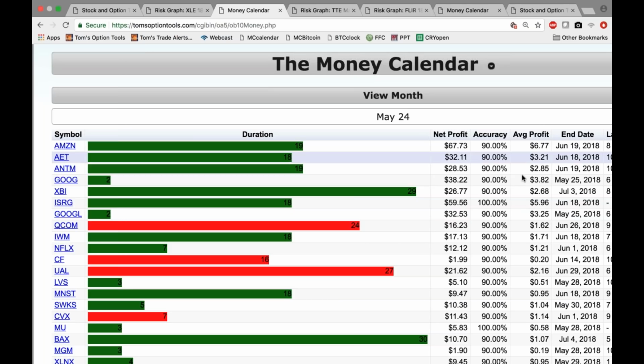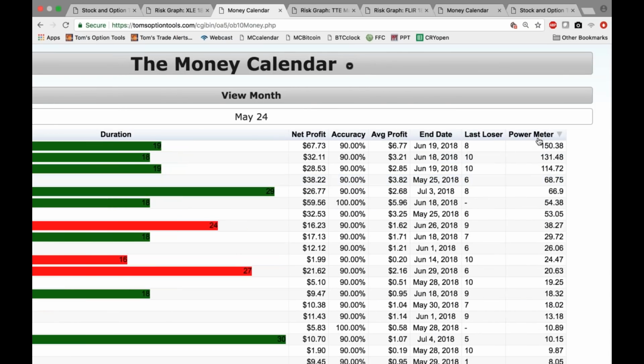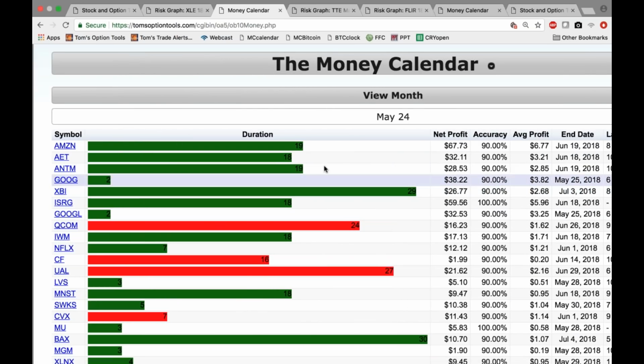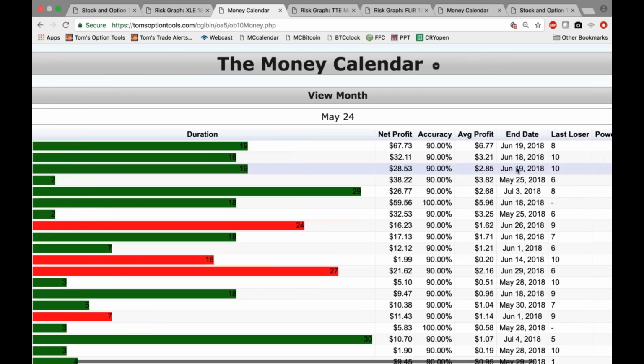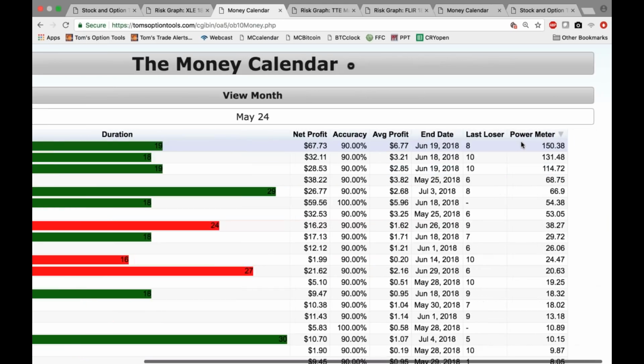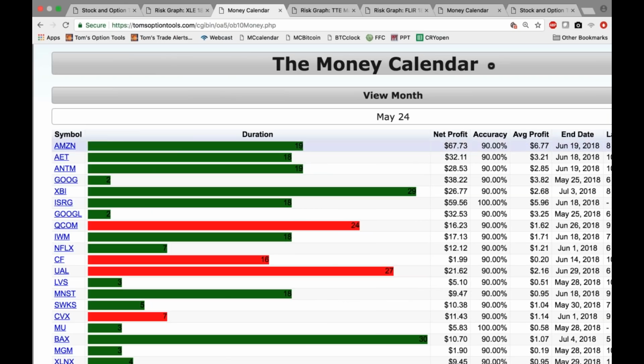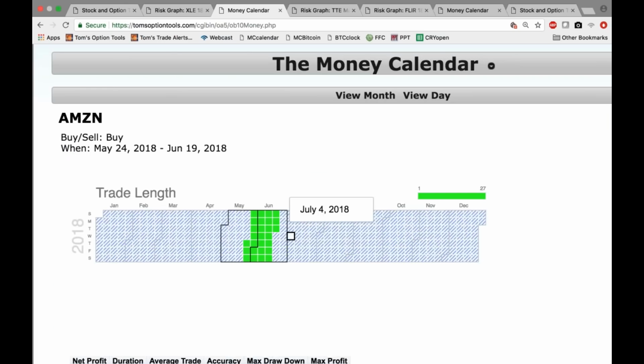Anyway, I re-ranked this by what we call the power meter, and the power meter just tells me the level of success this pattern has had as we get closer and closer to today. So take a look at Amazon. 19-day trade between now and June 19th. This tells me that 8 years ago was the last time this pattern lost money. So if I click on Amazon, I'm going to get some more details.